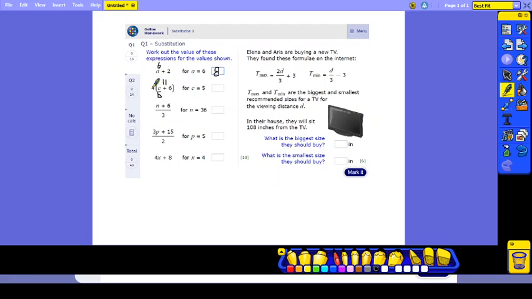Then I've got 4 times, because remember if the number is just outside the brackets, that just means 4 lots of, or 4 times what's inside the brackets, 11, which is 44.